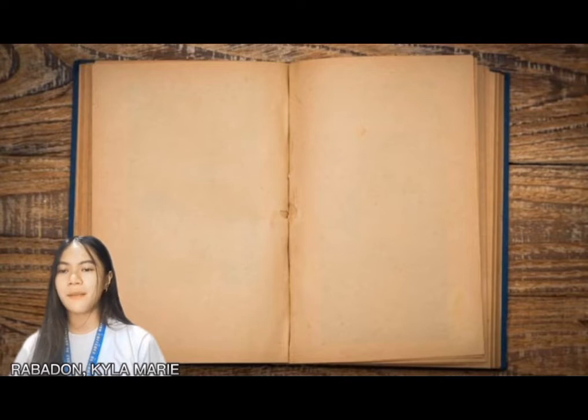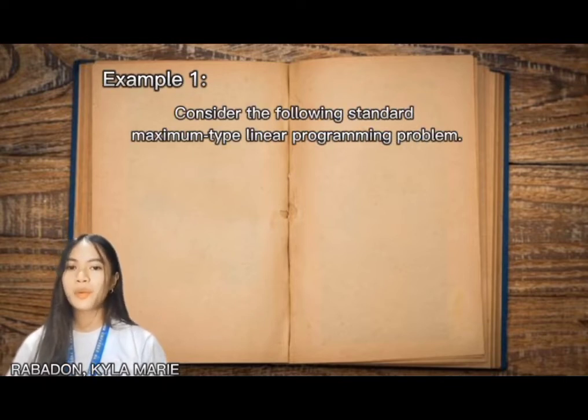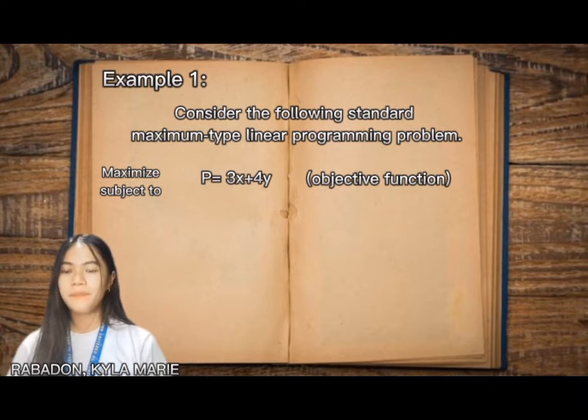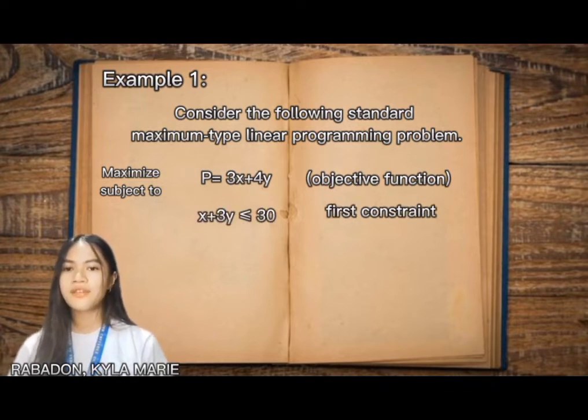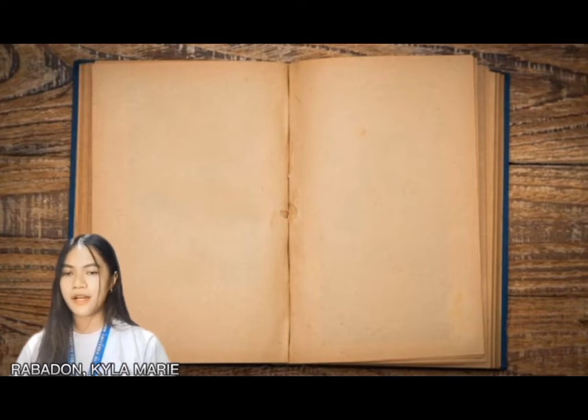So we have here example 1. Consider the following standard maximum type linear programming problem. Maximize p equals 3x plus 4y, the objective function, subject to x plus 3y less than or equal to 30, the first constraint, 2x plus y less than or equal to 20, the second constraint, and x greater than or equal to 0 and y greater than or equal to 0. Using the simplex method, the steps are as follows.